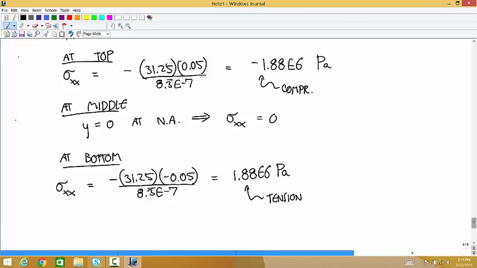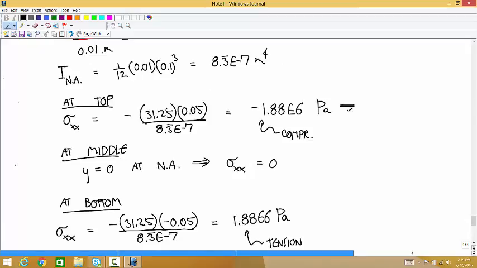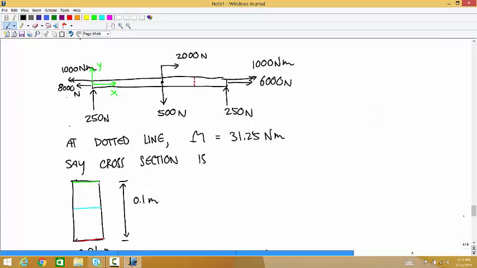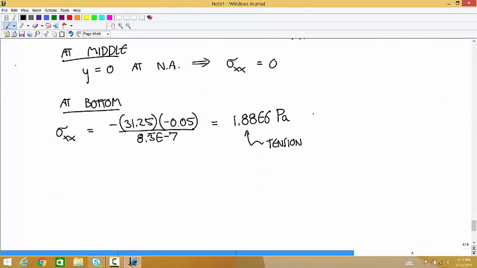And now we can put those in stress tensors. At the top, the stress tensor due to bending is equal to negative 1.88 times 10 to the 6, zeros everywhere else. And at the bottom, the stress tensor due to bending is positive 1.88 times 10 to the 6, zeros.